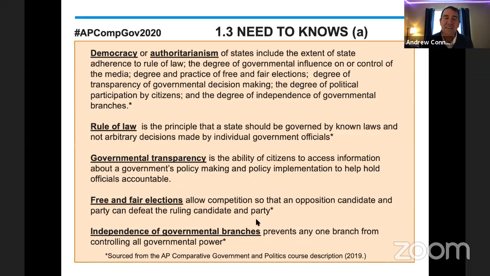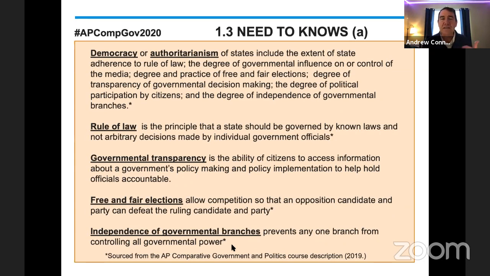And in many cases, the course description actually gives you a very complete description, albeit a definition, of some of these words. So anytime I have a definition or description that comes word for word from the course description, I put an asterisk there to let you know that this comes straight from the course description. So we're looking at the difference between democracy and authoritarianism.